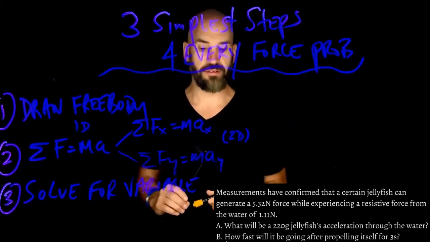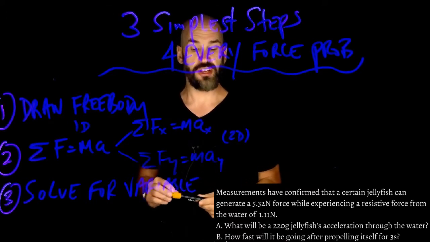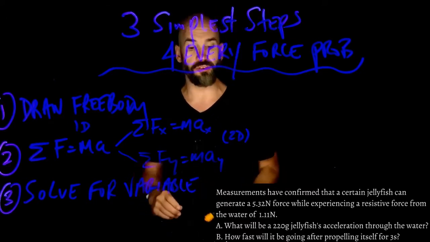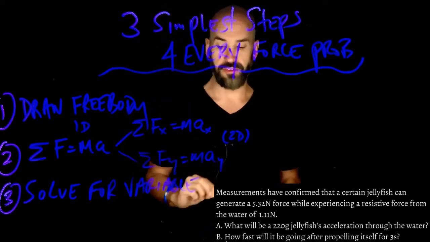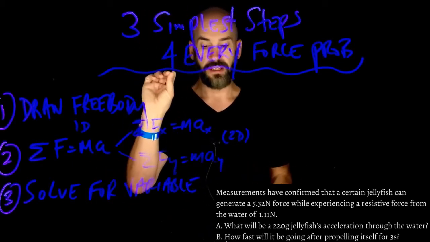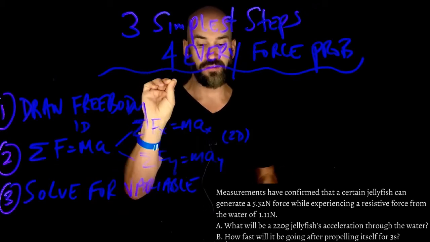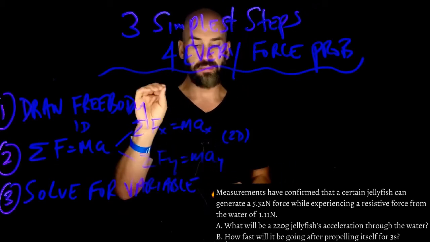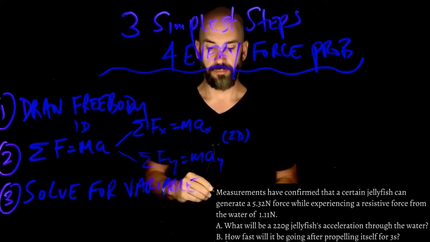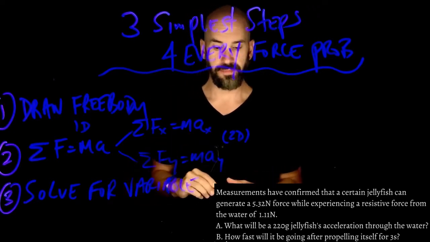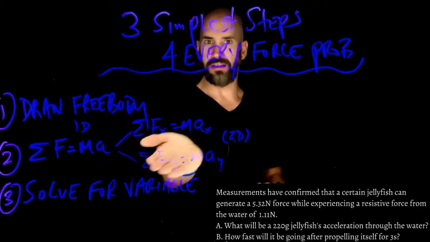So it says measurements have confirmed that a certain jellyfish can generate 5.32 newtons of force while experiencing a resistive force from the water of 1.11 newtons. A, what will be a 220-gram jellyfish's acceleration through the water? And B, how fast will it be going if it's propelling itself with that acceleration for 3 seconds? Okay, let's apply our rules.